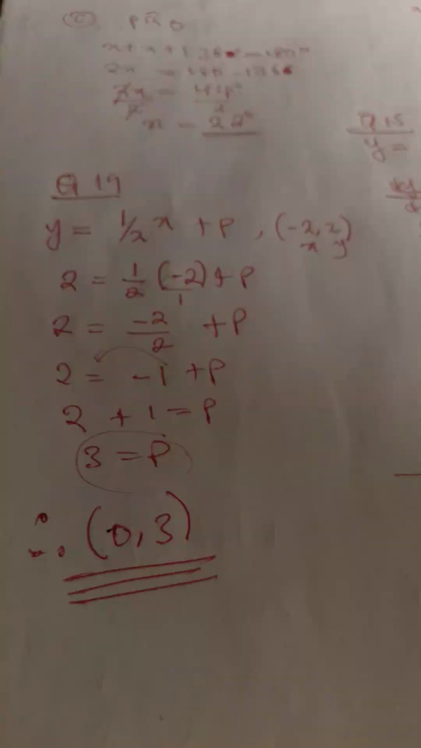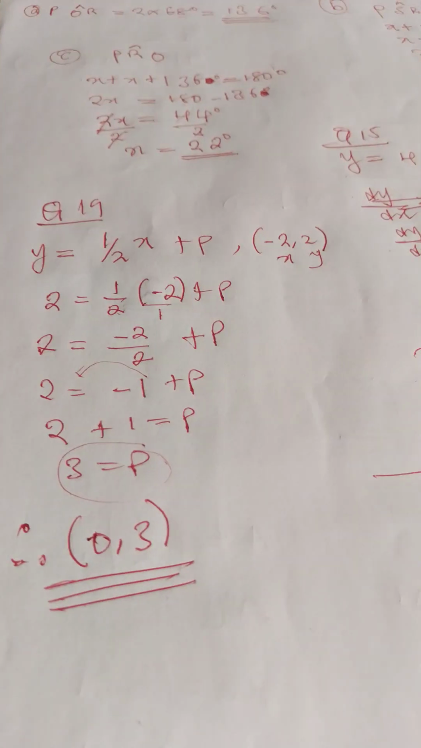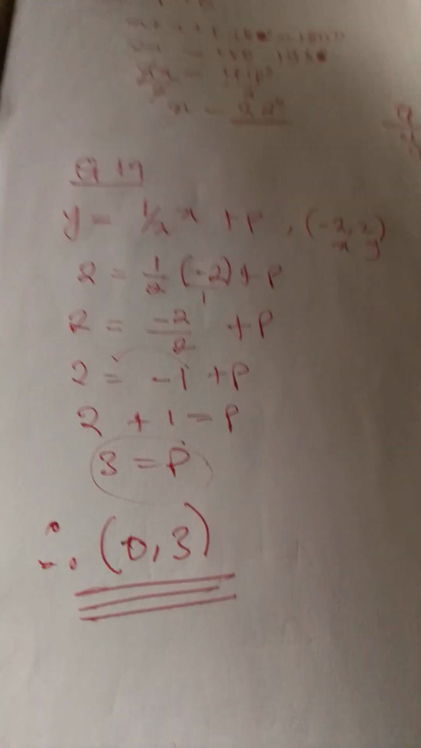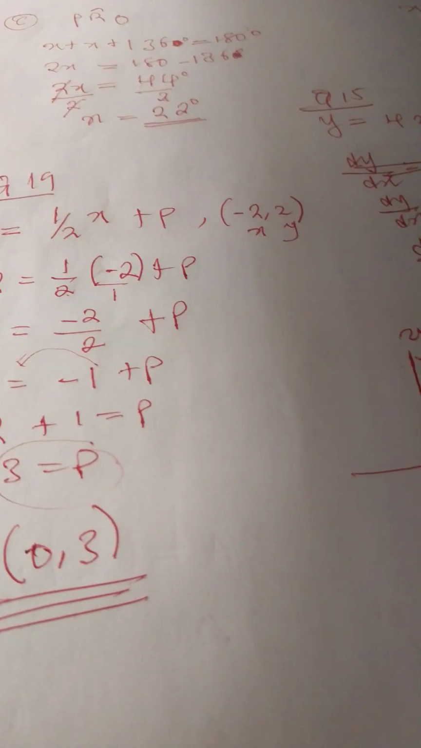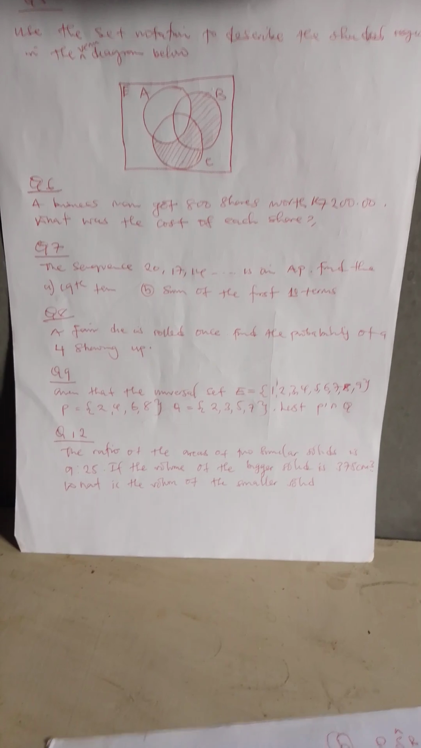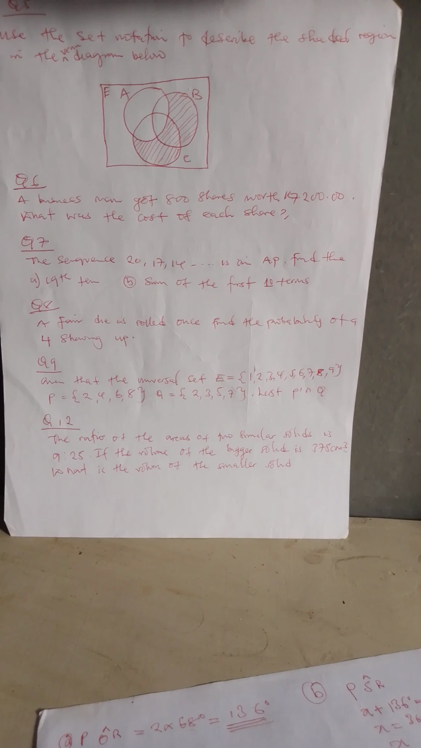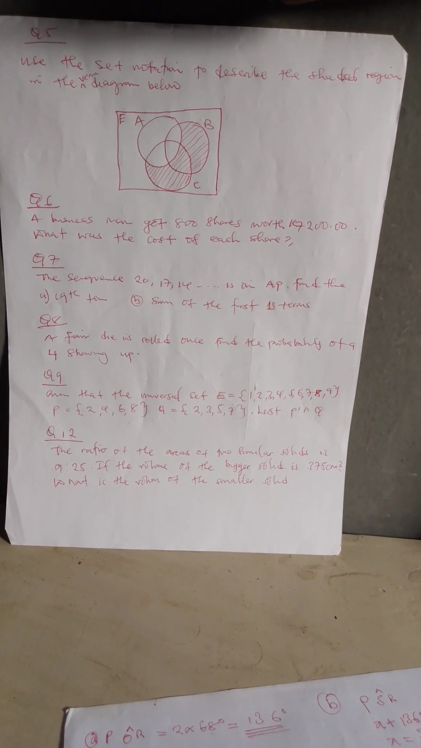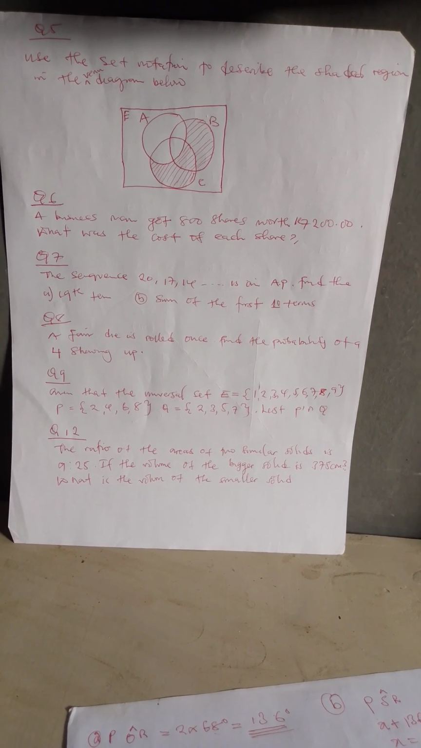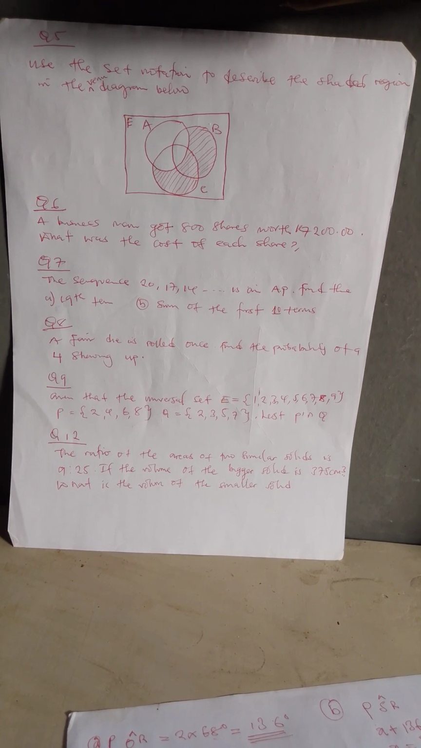That is the answer to that particular question. Here there's a question. Let's deal with question number 5. Question number 5 reads, use the set notation to describe the shaded region in the Venn diagram below.